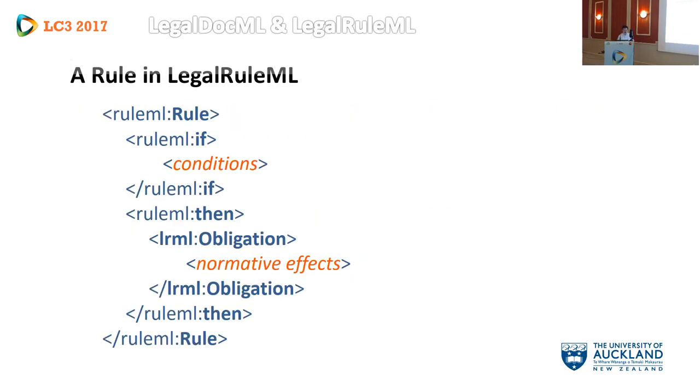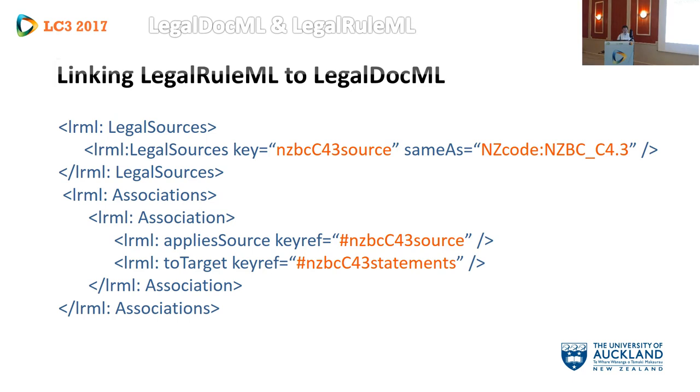Okay, I'm going to speed up a bit. A rule in LegalRuleML looks like this. It's based on RuleML, with a certain statement, like obligation in this case. If-then, we have conditions and normative effects being deontic operators. The linking between the rule and the text provision is based on association such as this.